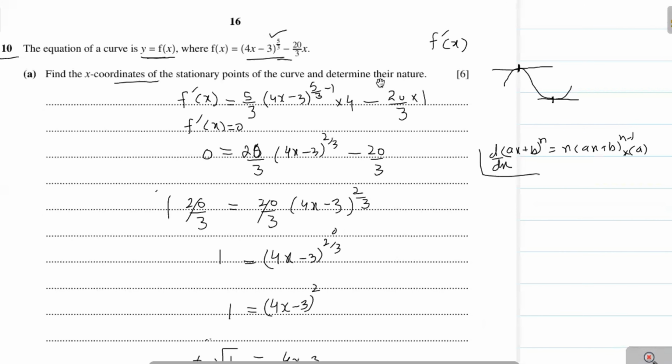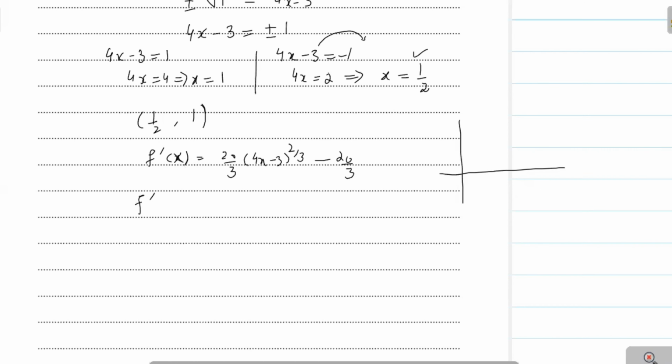Next is to determine their nature, so we take the second derivative, which is f double dash of x. The derivative of 4x minus 3 power 2 over 3 becomes 2 over 3 into 4x minus 3 power 2 over 3 minus 1, into the derivative of the bracket, which is 4, minus the derivative of 20 over 3, which is 0.